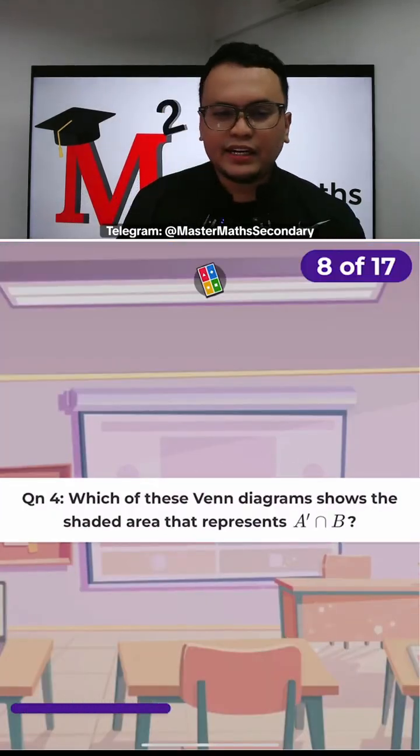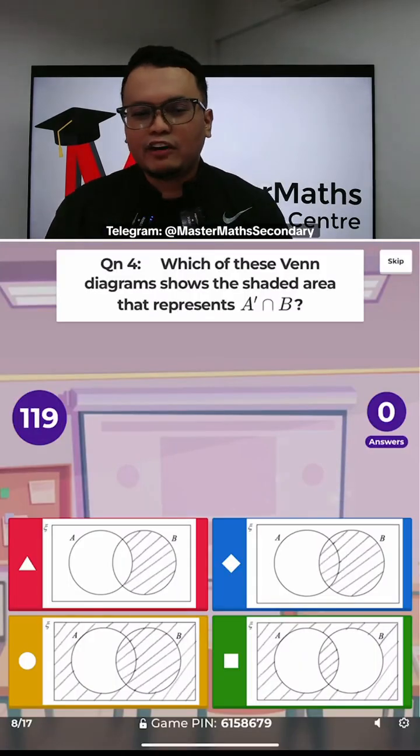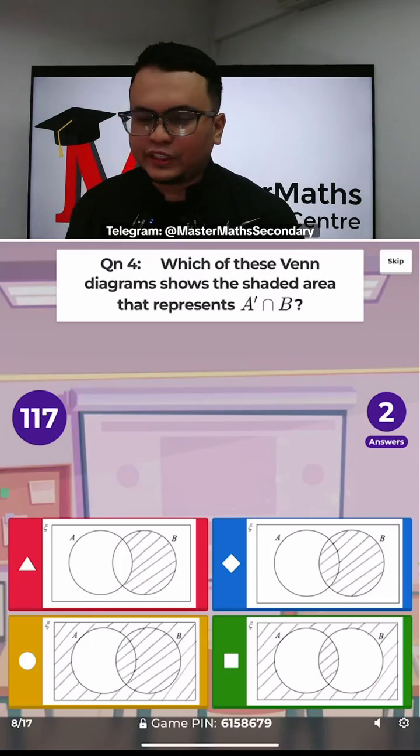Okay, another Venn diagram question. This time it's A complement intersect B. Remember, for intersect, it must fulfill both conditions.